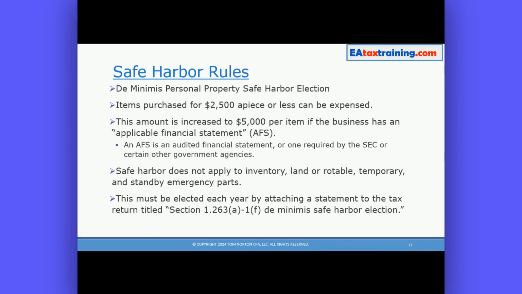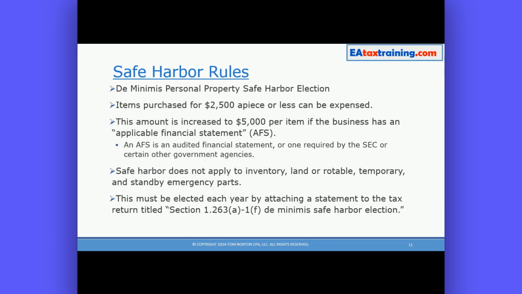So a small business can have an audited financial statement, but usually that's going to be bigger businesses that actually have a full-blown audit of their financial statements. And then obviously, if you have a financial statement that's required by the Securities and Exchange Commission or some other government agency, then you are going to be a larger type of business. But that's what an applicable financial statement is.